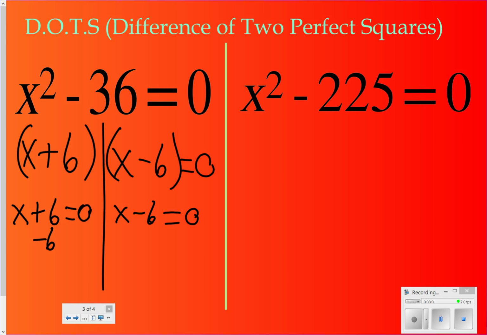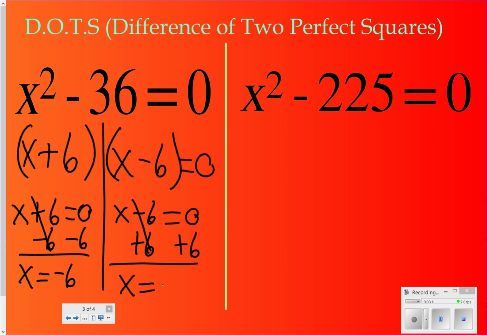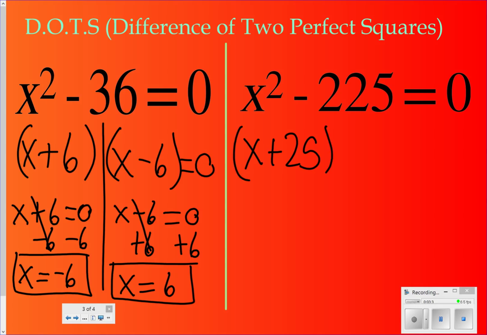So you're going to subtract 6 here, and that's going to cancel, and then you're going to have x equals negative 6 on one side, and then on the other side you're going to have plus 6, and that's going to cancel, and you're going to add 6 to 0, and you're going to have x equals 6. And here are your two values for x. On the other side, you're going to factor it again, and you're going to have x plus 25 in parentheses, and x minus 25 on this side in parentheses equals 0.